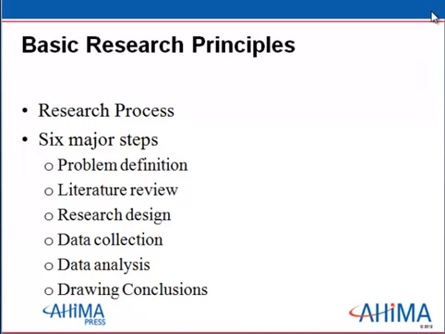Although there are many descriptions on the types of research available in textbooks and different articles, most will agree that the research process involves these 6 steps. Number 1, define the problem. Number 2, review the literature. Number 3, design the research. Number 4, collect the data. Number 5, analyze the data. And finally, 6, draw our conclusions.